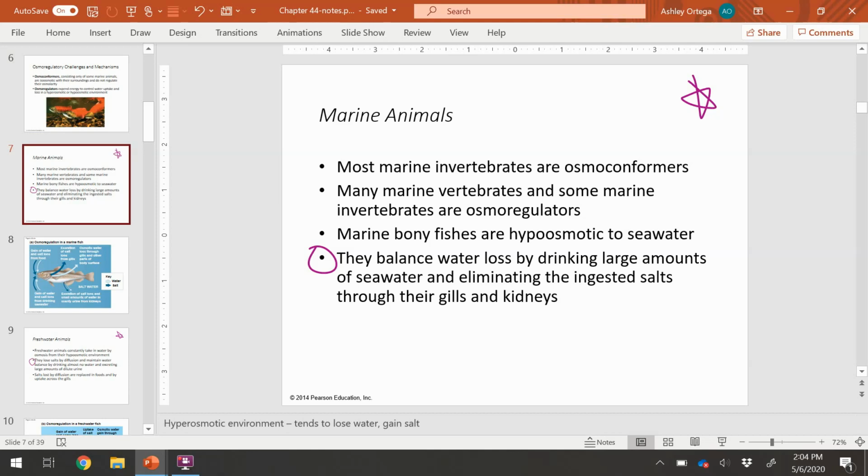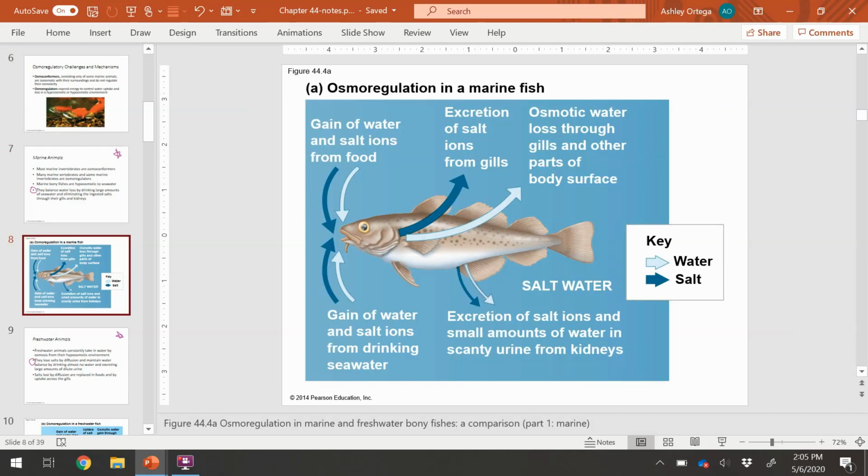And so when you're in a hyperosmotic environment, that environment is going to have more solutes, less water, and so that's going to tend to move water from that organism into the environment. So they're going to tend to lose water, and to combat that, they're going to gain salt. And so they balance that water loss by drinking large amounts of seawater and eliminating the ingested salts through their gills and kidneys. And so you can see that in the image form here.